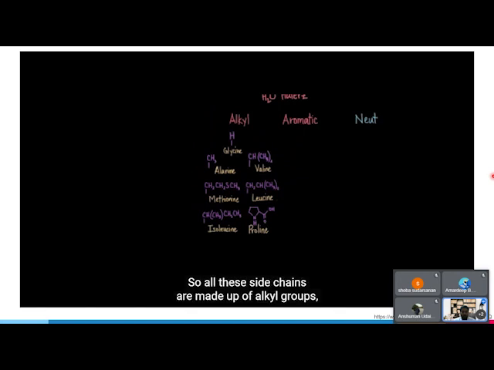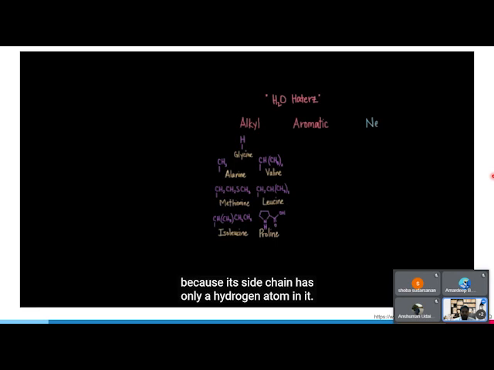All of these side chains are made up of alkyl groups, with the one exception being glycine, because its side chain has only a hydrogen atom in it. But because it behaves similarly to an alkyl chain side group, it gets lumped into this category of amino acids. Whenever you see an amino acid with an alkyl group as its side group, you should be thinking that this amino acid is nonpolar, and so it's also going to be hydrophobic.